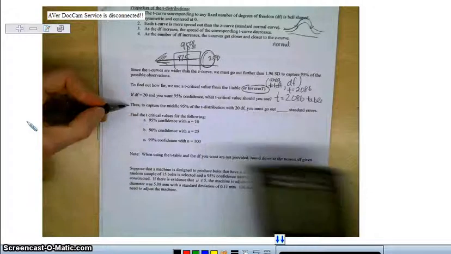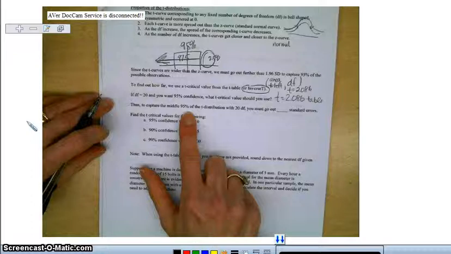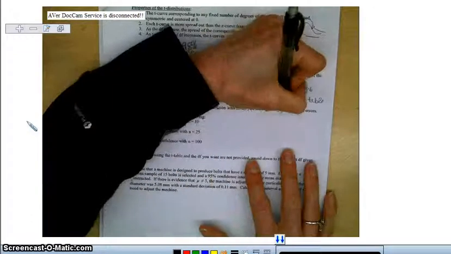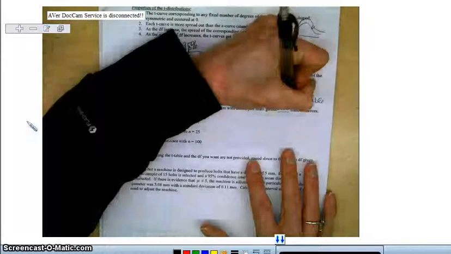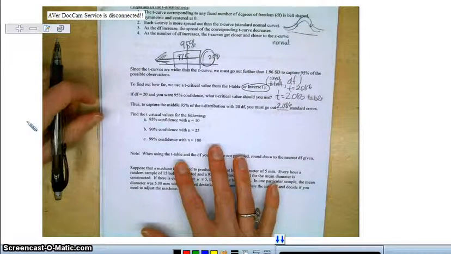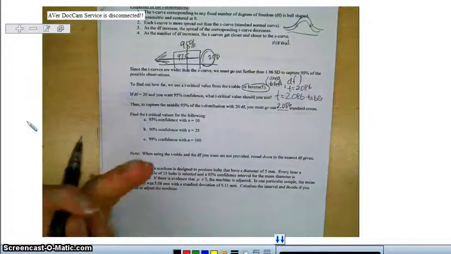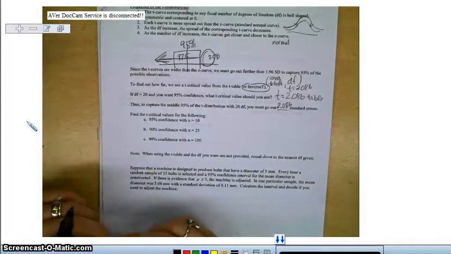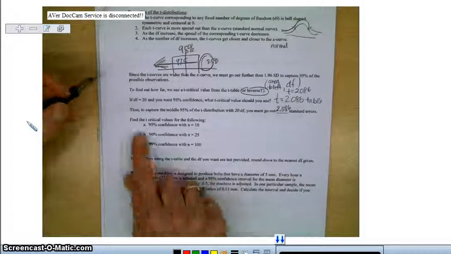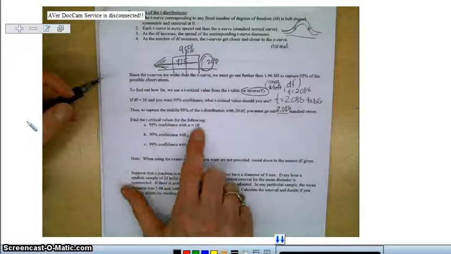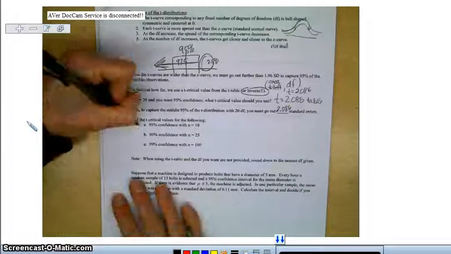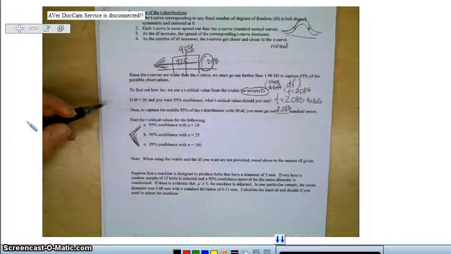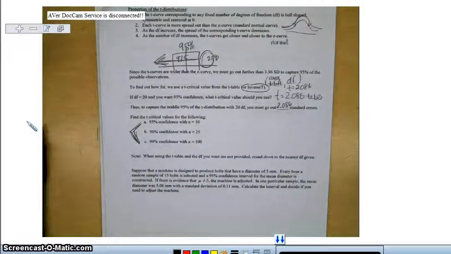So now it says, thus to capture the middle 95% of the t-distribution with 20 degrees of freedom, you must go out 2.086 standard errors. So you have to go out further than 2 standard deviations to capture 95% of the data in a t-distribution. Now find the t-critical values for the following. I'm going to let you give this a try. I'm going to give you 5 minutes using what we just did, and then we've got a couple confidence intervals to write.